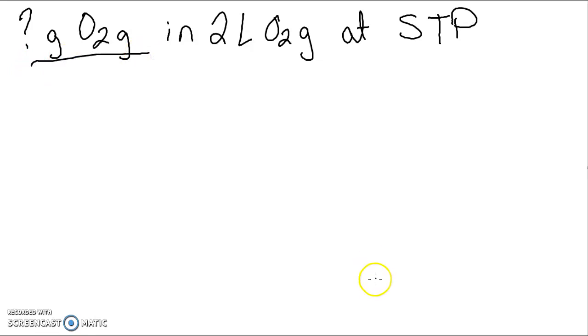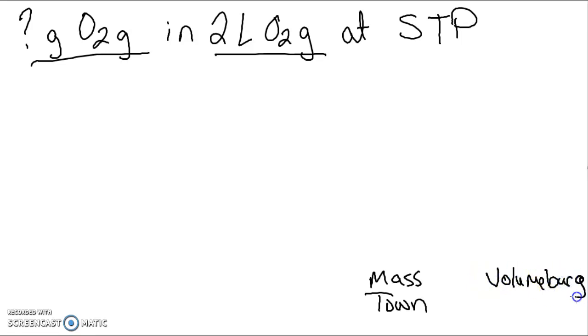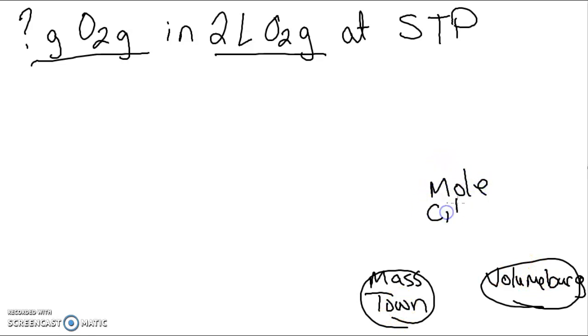This is going to be found in Masstown. We're given liters of oxygen gas. This is in Volumenberg. In order to get from Volumenberg to Masstown, we have to go through Mole City. Let's start setting up our conversion factors now.